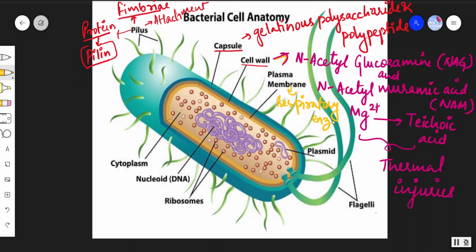Site of respiratory enzymes. Clear? Form of phospholipids and proteins. Plasma membrane is formed of phospholipids and proteins. Clear? So moving towards the next, that is the cytoplasm.